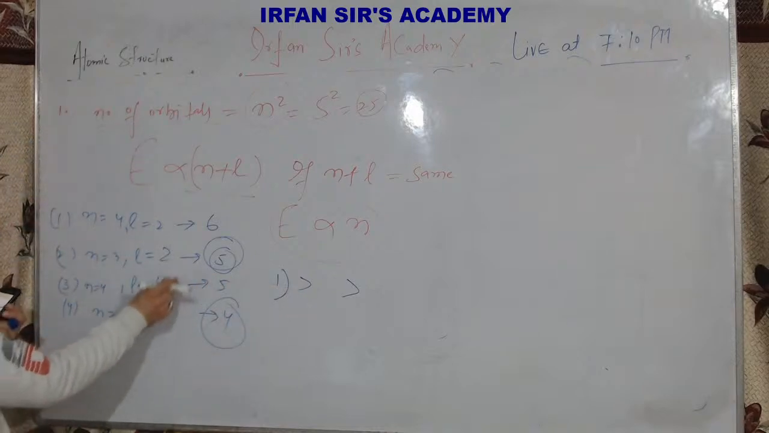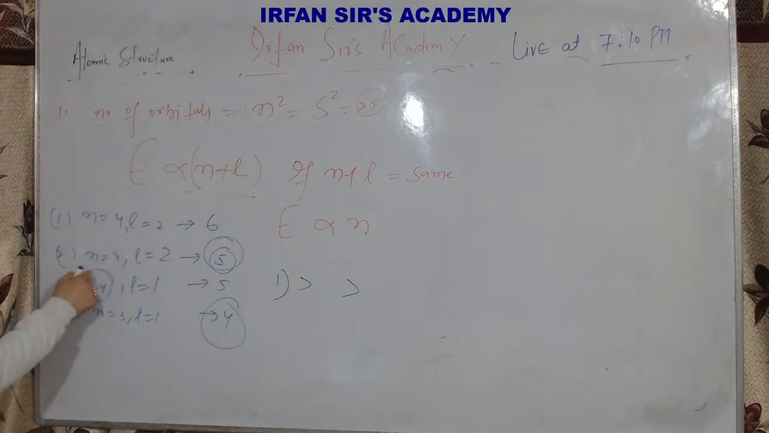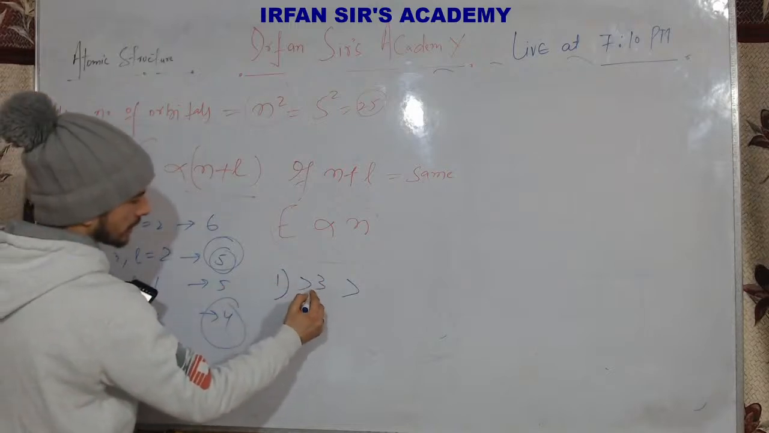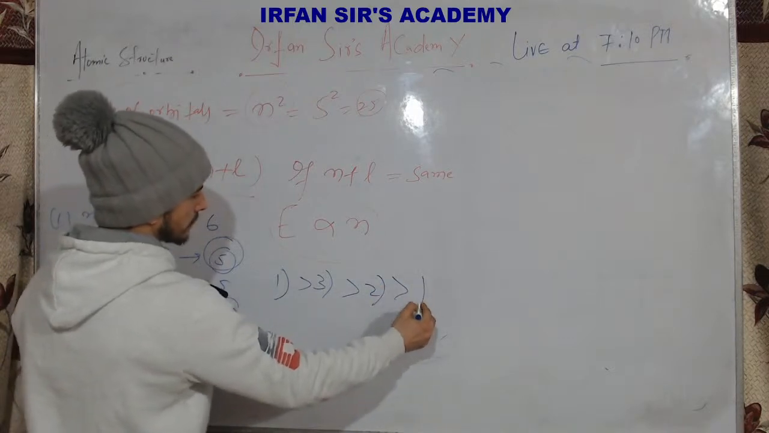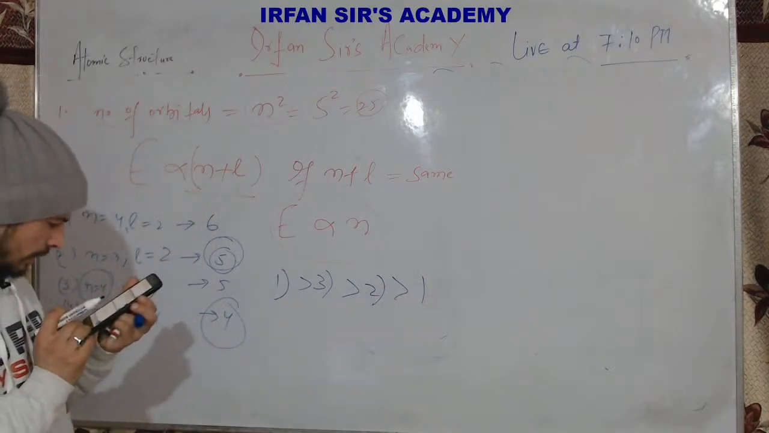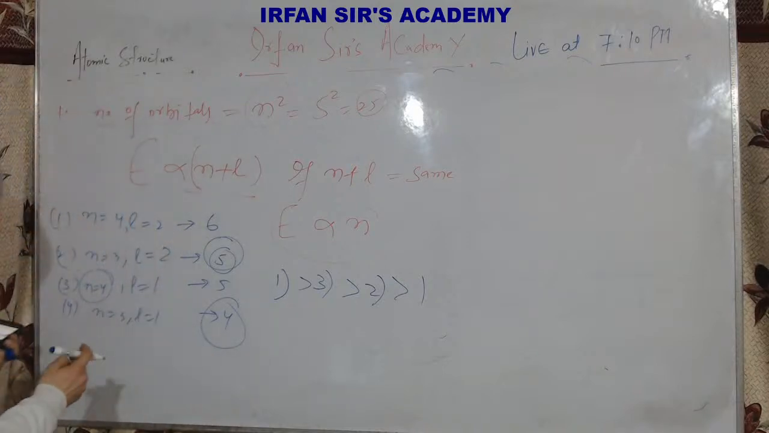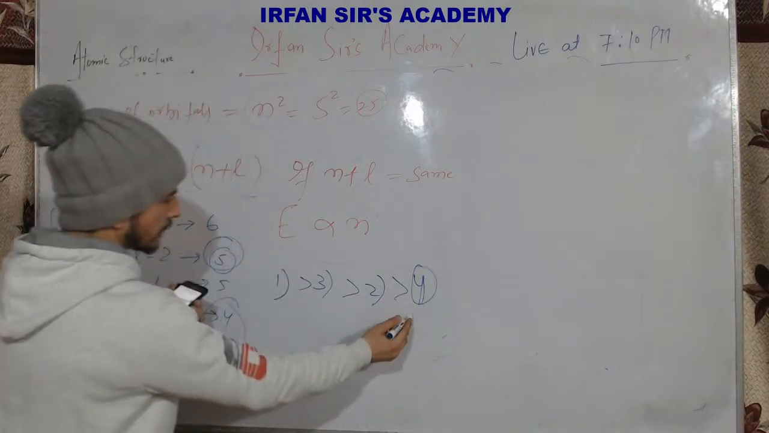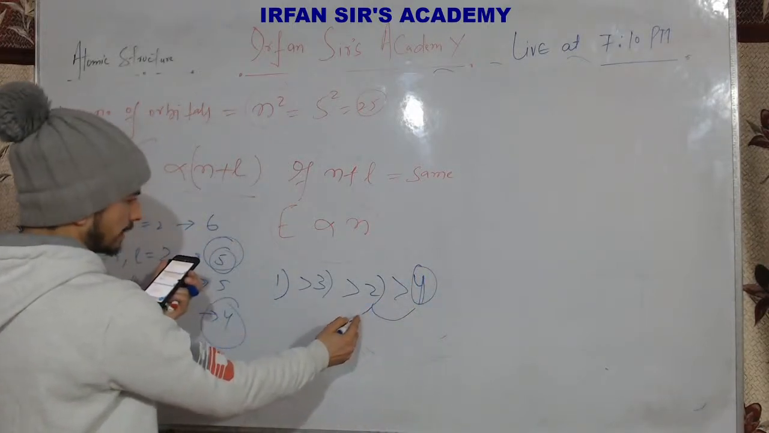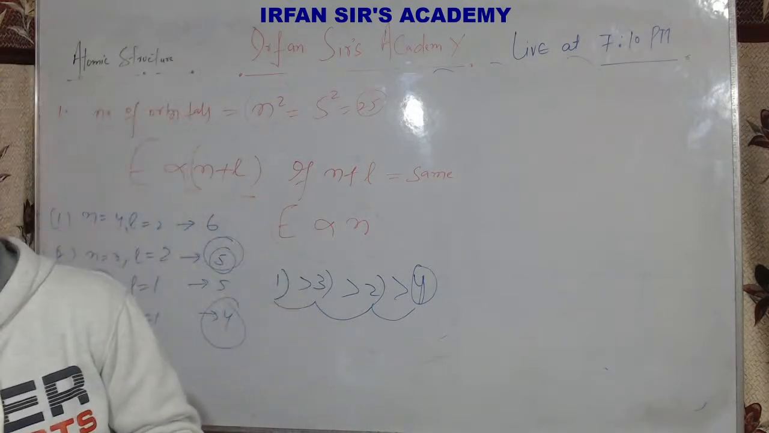Then in these two, what will be the answer? The value of n is greater in this case, because the n plus L value is the same. It means third, then second, then first. What will be the option? Fourth has less energy, then second, then third, then first. Option number third is correct.